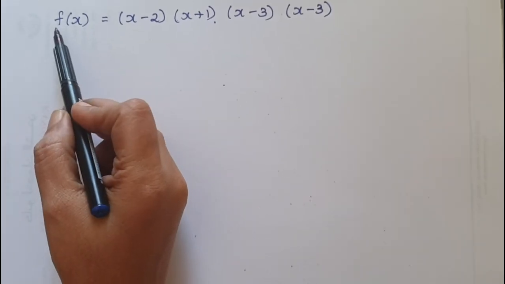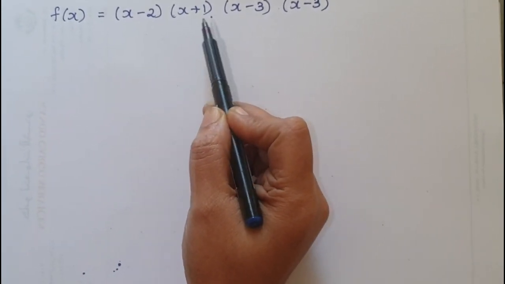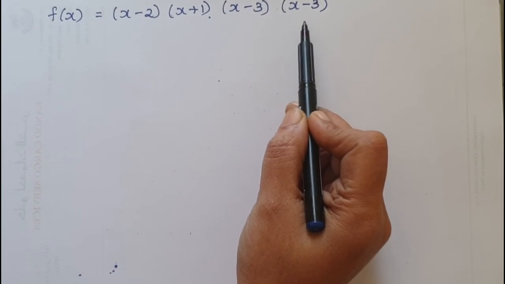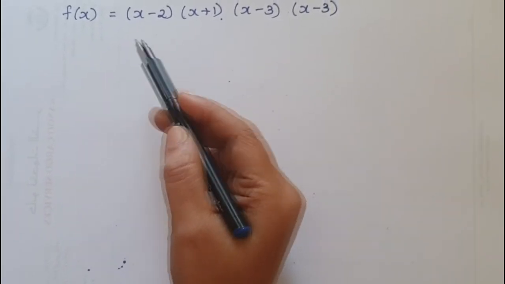So in the first part we have got f of x equal to x minus 2, x plus 1, x minus 3, x minus 3. So we have completely factorized the given equation f of x.